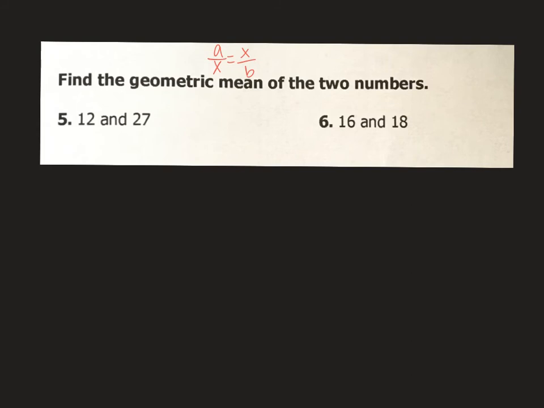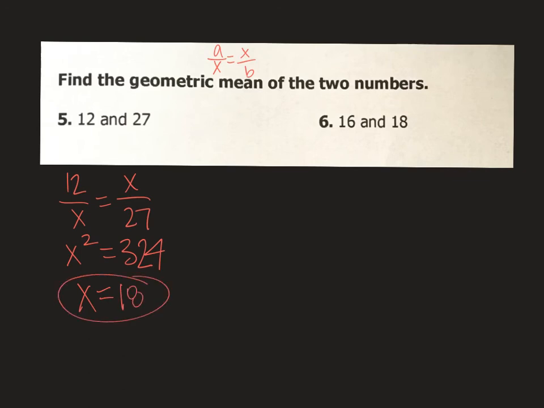In number 5, I've got 12 over X equals X over 27. When I cross multiply, I've got X squared equals 324. I'm going to take that square root and I'm going to get a geometric mean of 18.